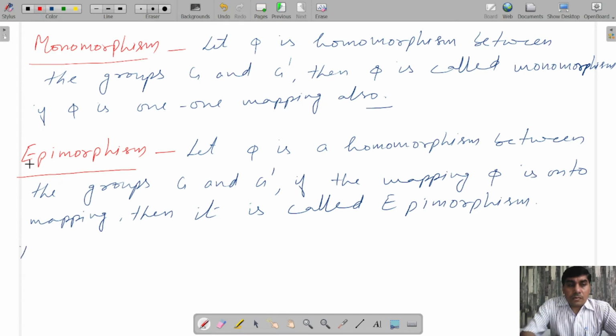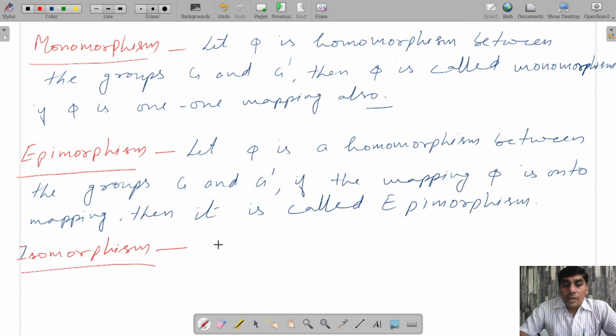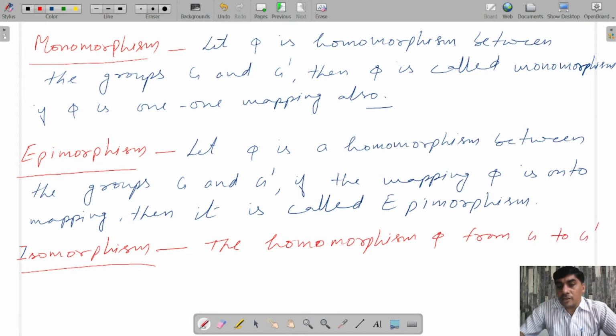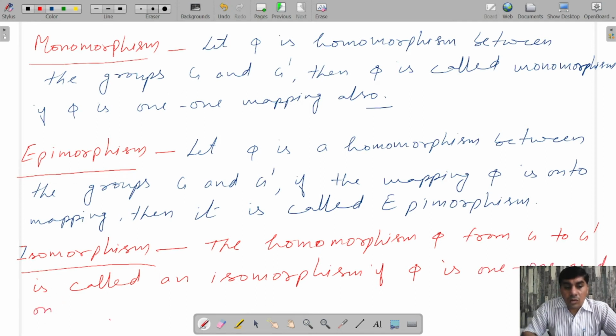Isomorphism. The homomorphism phi from G to G dash is called an isomorphism if phi is 1-1 and onto mapping.